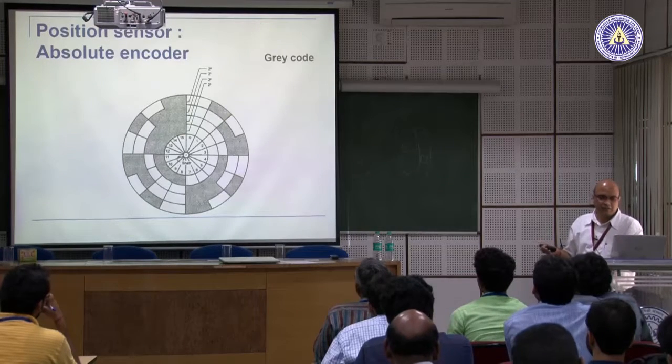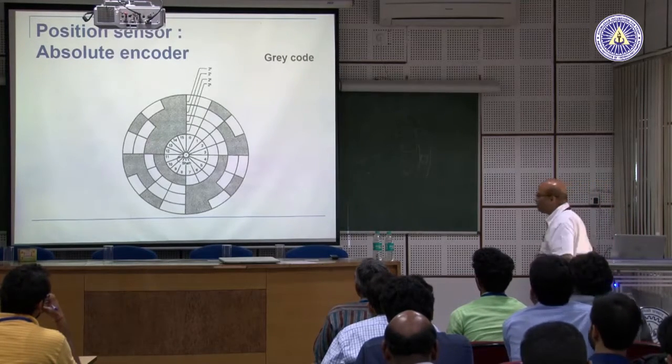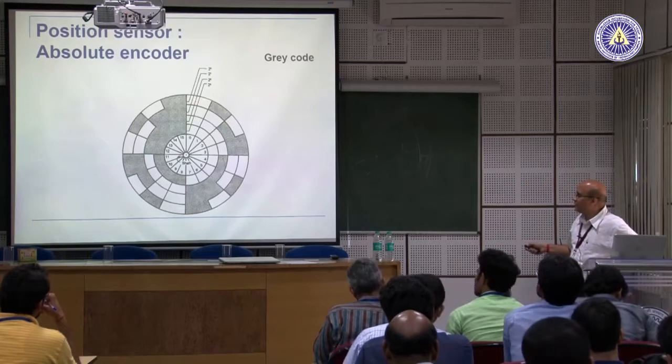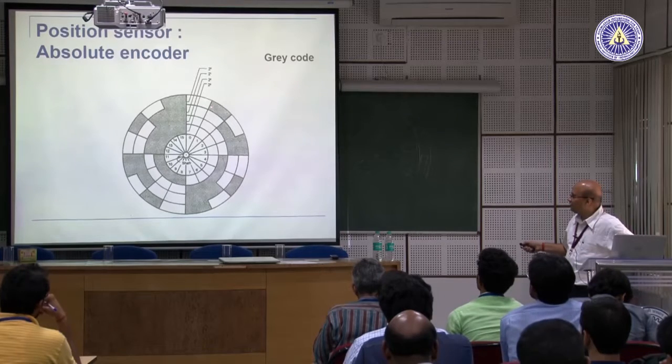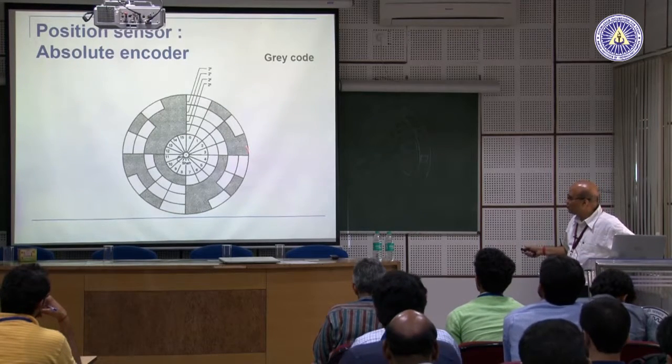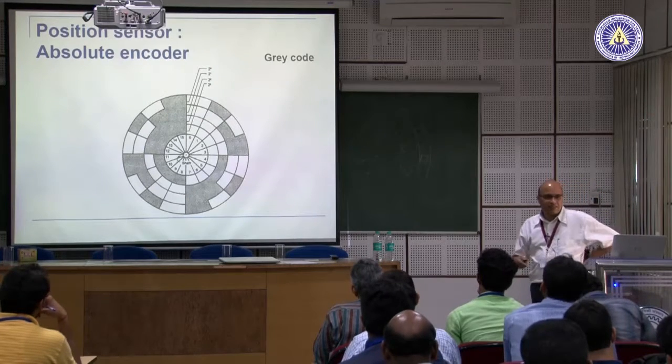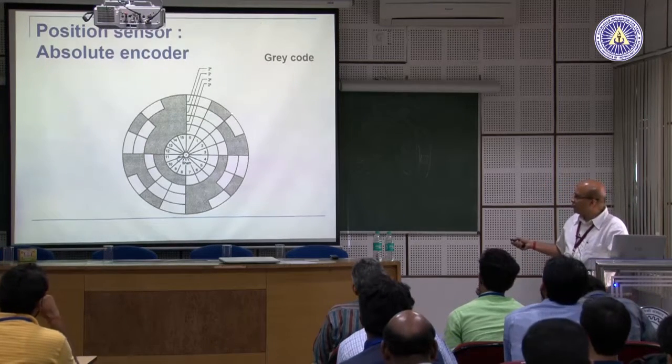So, there are other kinds of encoders which are called absolute encoders. Now, the working principle of absolute encoders is exactly the same. In the previous case we had only one ring, now we have four rings, one here, one here, one here, one here. It is almost similar working, but now with four rings.